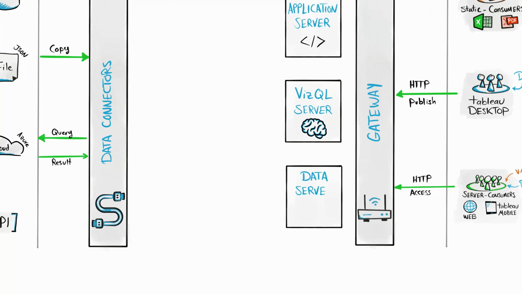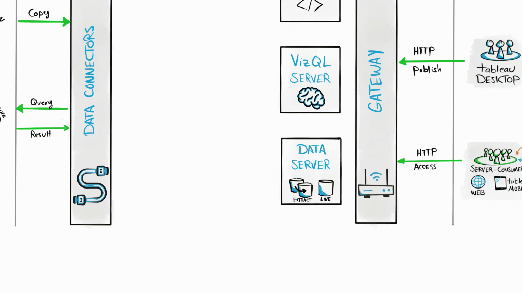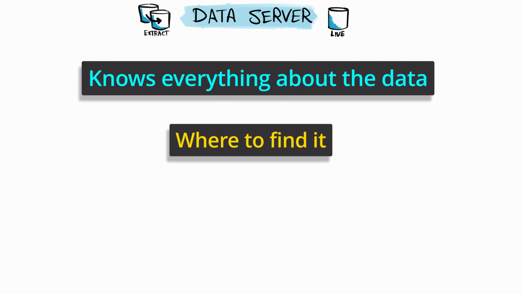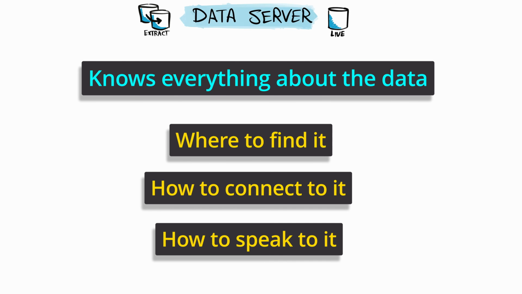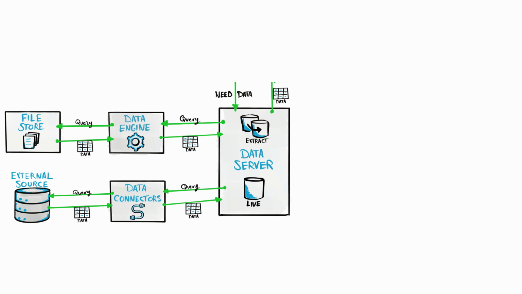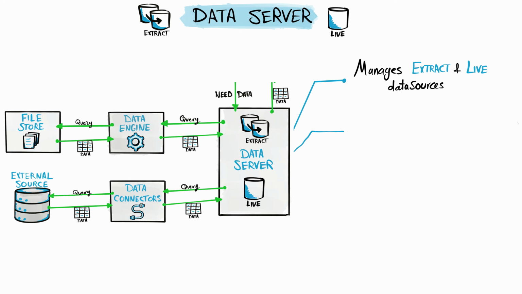Alright everyone, so now we're gonna talk about the third one. We have the data server. So the data server is the one that knows everything about the data. It knows where to find the data, how to connect to it, and how to speak to it. The first task of the data server is to manage both extract and live data sources. If the data is inside Tableau, it's gonna send query requests to the data engine. But if the data is outside Tableau, it's gonna use the data connectors to send query requests to the external sources. And the data server knows how to speak to the sources. It acts like a proxy to the data sources, can speak many different database languages so that it sends a query request in a language that the database understands.